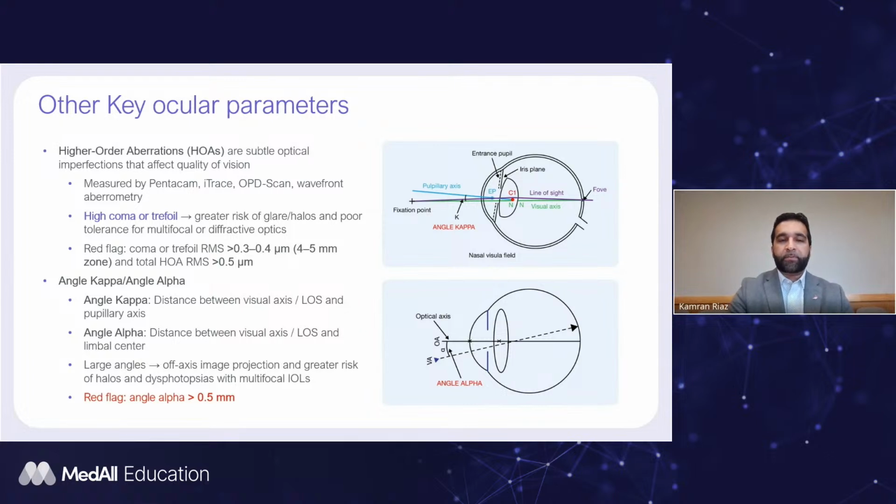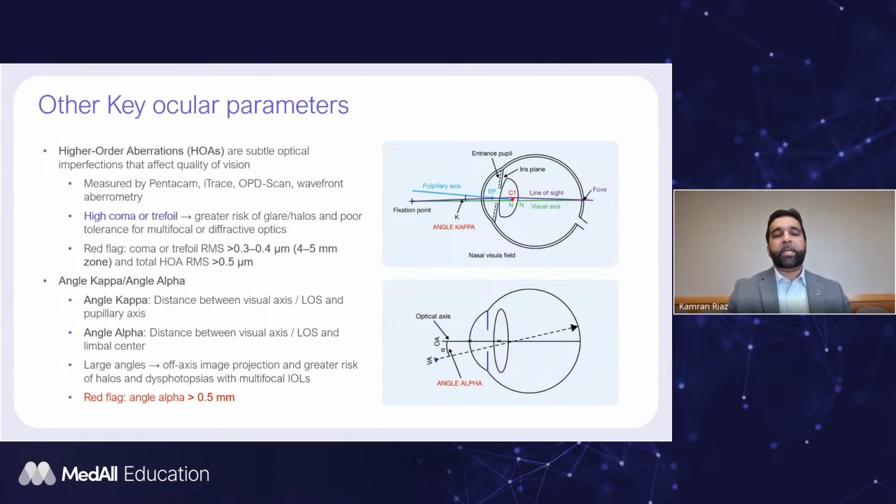Well, we talked about spherical aberration, but there's also coma and trefoil, I think, that are important metrics to think about, because higher amounts of these HOAs are going to lead to a greater risk of glare and halos and a poor tolerance for multifocal and diffractive optics PC-IOLs. So in general, a coma or trefoil that's greater than 0.3 and total HOAs greater than 0.5 should steer us away from diffractive optics and towards some other PC-IOL type options.